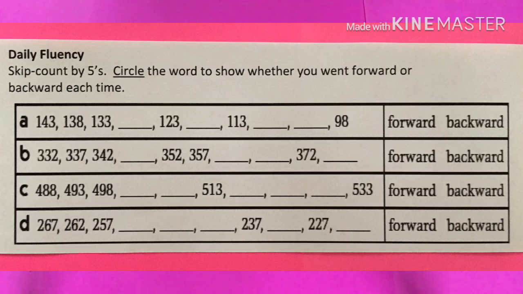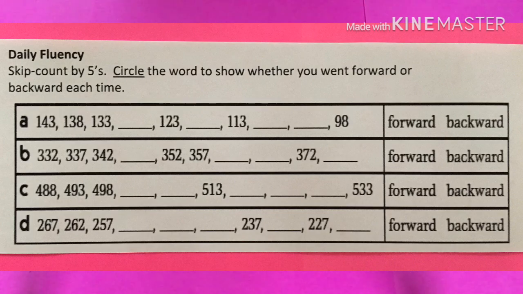You have 4 problems in which you need to decide if they're counting forward or backwards. So do that first. Then you need to fill in the blanks. The good news is that they told you, when you read the directions, it says skip count by fives. So you already know that it's going to be skip counting by fives. So you can use your fingers to do that.